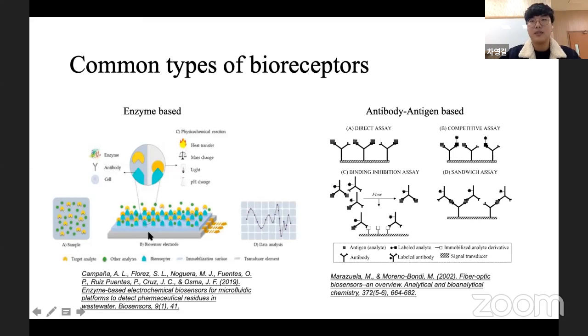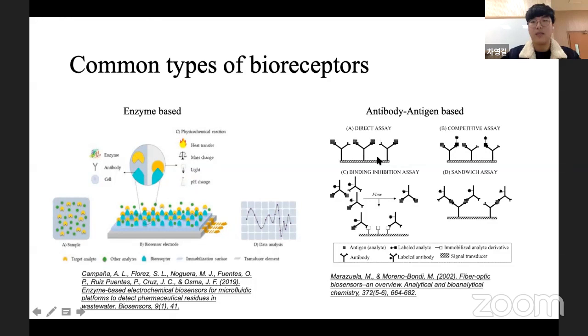There are several types of receptors. First, enzyme-based. Enzymes are the most generally used biological components of biosensors. They have the advantages of the large number of reactions they catalyze, the possibility of detecting a broad range of analytes, and the different transduction principles that can be used to detect analytes of interest. It has been studied a lot in combination with various materials such as nanoparticles.